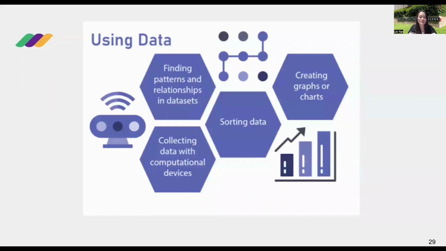The first practice is using data. The practice involves collecting data with computational devices, finding patterns and relationships in data sets, sorting data, and creating graphs or charts. Data is not limited to numbers, but also can be images, text, or sound. When data is turned into information, it can be used to make decisions. Text and number data can be collected and organized to make it meaningful.